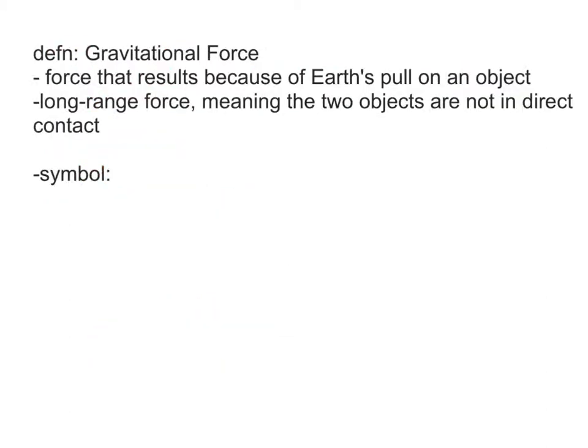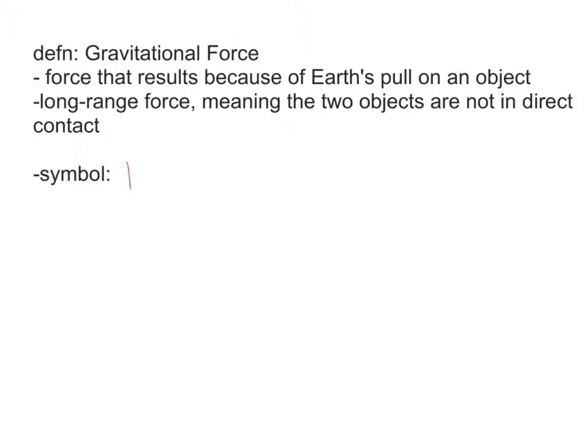Our last type of force is a gravitational force. And this is the force that results because of Earth's pull on an object. So every single object on Earth is going to experience a gravitational force because Earth is pulling down on the object. It's a long-range force, which means that the two objects are not in direct contact. So the gravitational force is not a contact force. It's because of a gravitational interaction as opposed to a direct interaction.